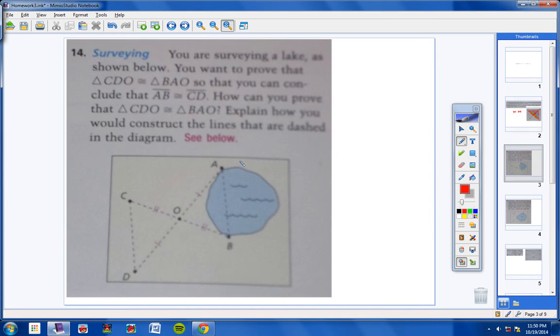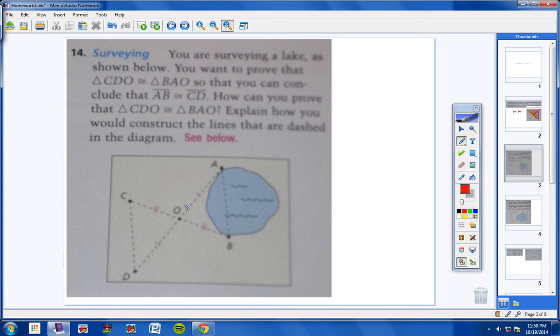Now, you are surveying a lake as shown below. You want to prove that triangle COD is congruent to triangle BOA, okay? So that once you prove that, you can then state that AB, this side here, is congruent to this side over here, CD, okay? That's your goal. So how can you prove that these two triangles are congruent?